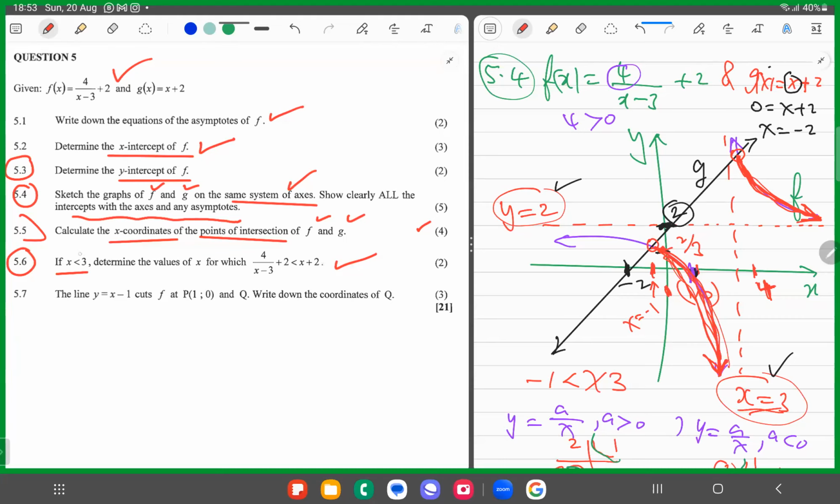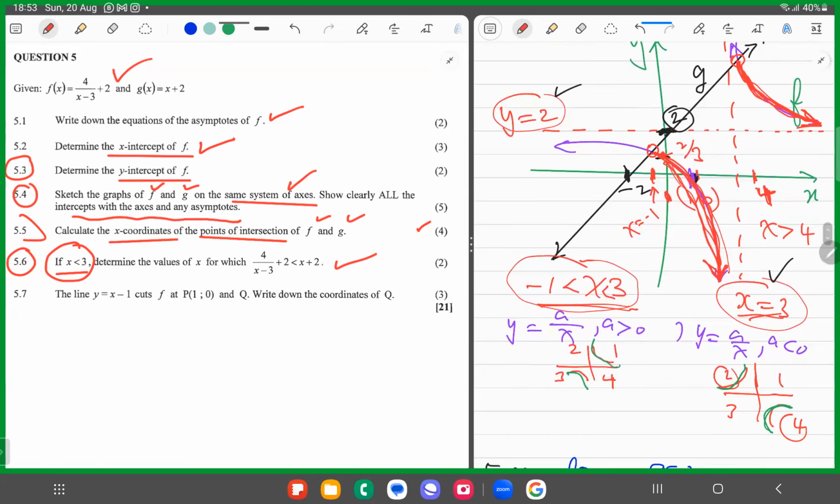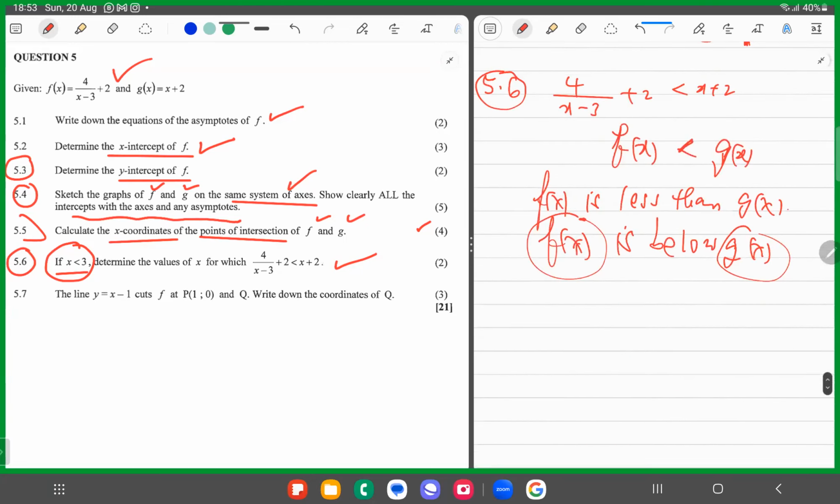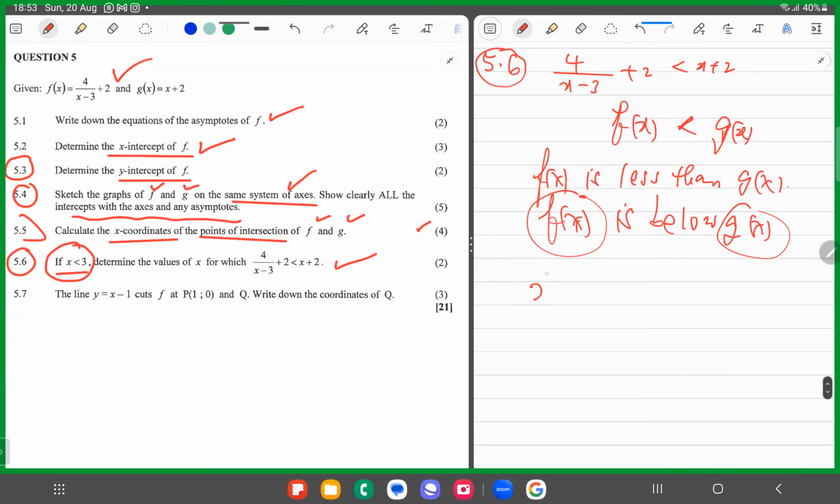Obviously, they said if x is less than 3, so we must only take this part of the graph. But I must indicate that we could also take the part of the graph from 4 upwards. For instance, you can see that when x is bigger than 4, there the function f is below g, but the examiner wanted only this solution where minus 1 is less than x less than 3, so which means that in 5.6, the answer would be exactly this one. It would be minus 1 is less than x less than 3.